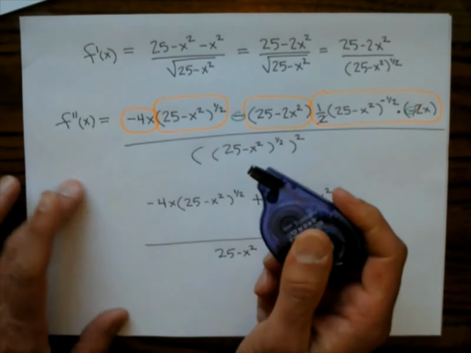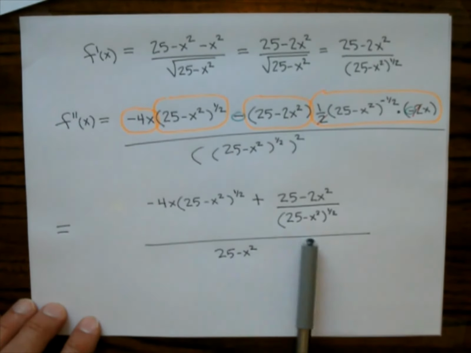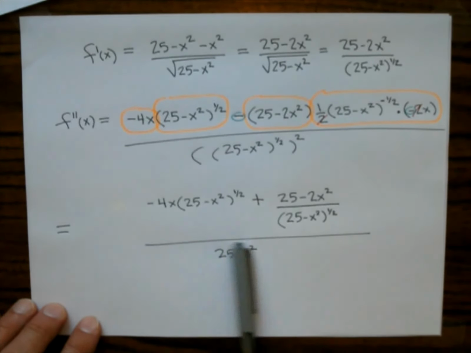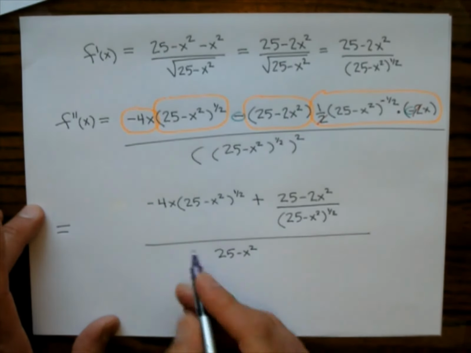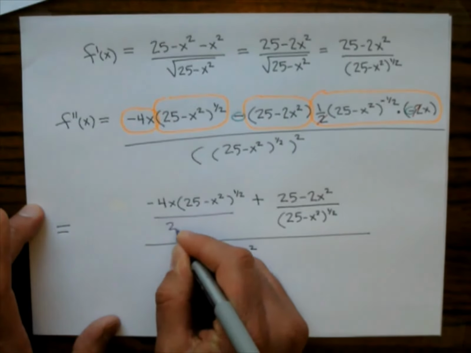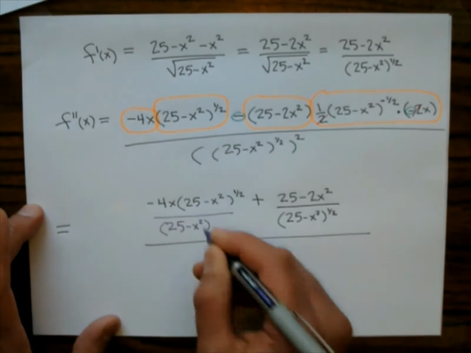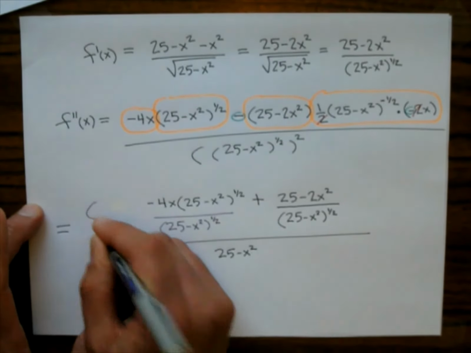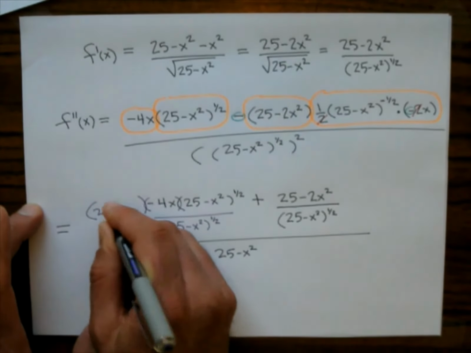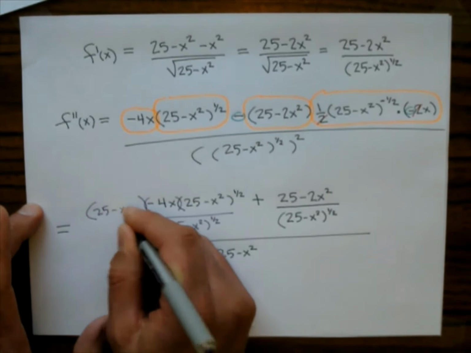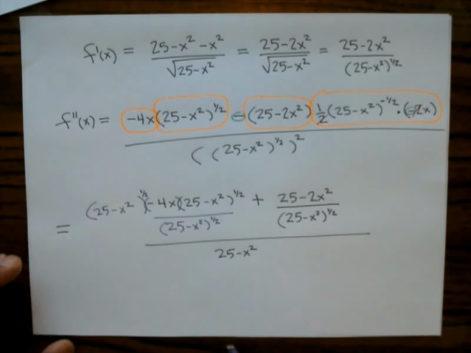Okay, this equals that. What I want to do is get a common denominator for the things on the top, and that common denominator is going to be 25 minus x squared to the 1/2 power. I have it up here too, so I better put parentheses around there: 25 minus x squared to the 1/2 power. What a mess this looks like.